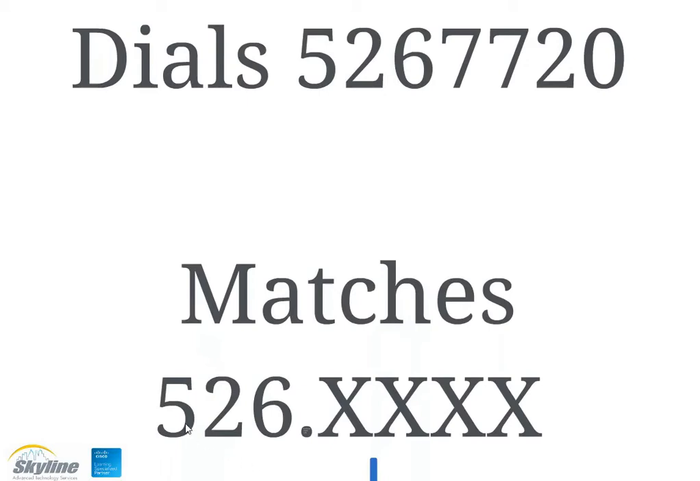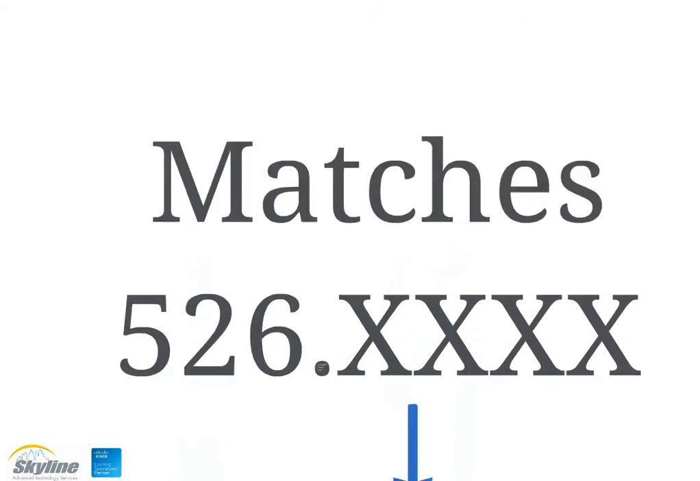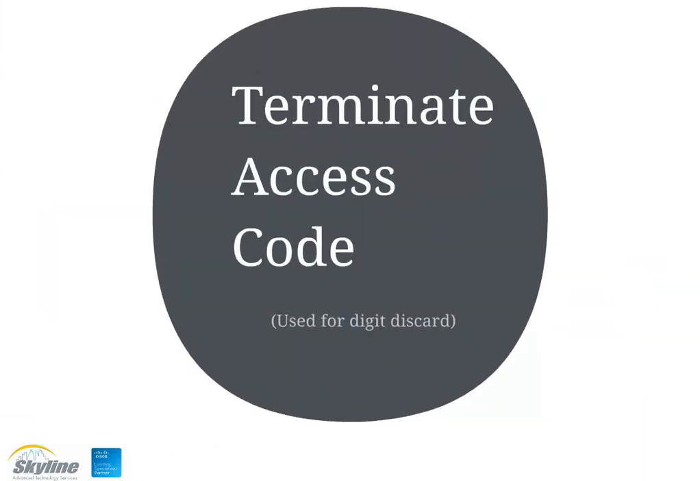So the 5 here matches the 5, the 2 matches the 2, the 6 matches the 6, and then the 7720 matches XXXX because, again, the X matches any digit 0 through 9. But we see that there's a dot there between the 6 and the first X, so let's take a closer look at that. It's used to terminate an access code. Basically, it allows Communication Manager to determine which digits are going to be discarded. We're going to talk a little bit more about that coming up here. But for right now, just keep in mind it's used mainly to determine digits to be discarded.